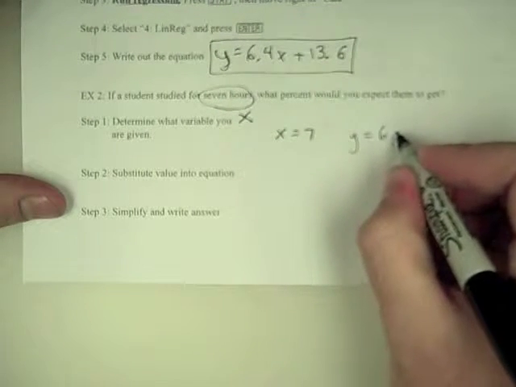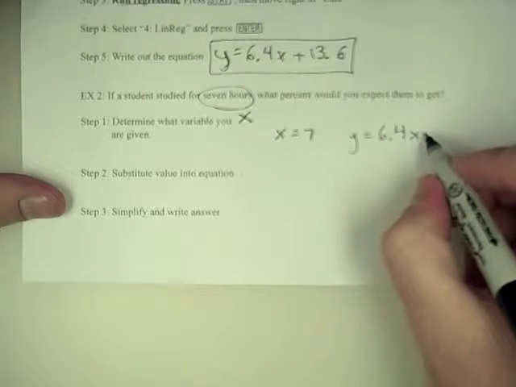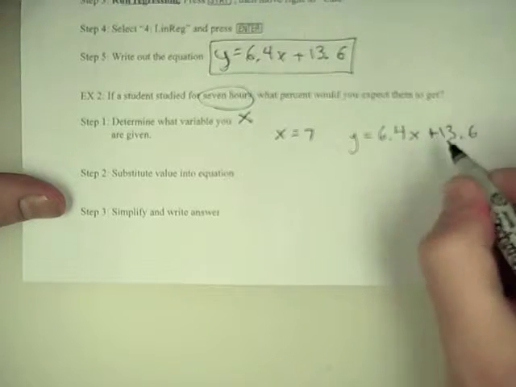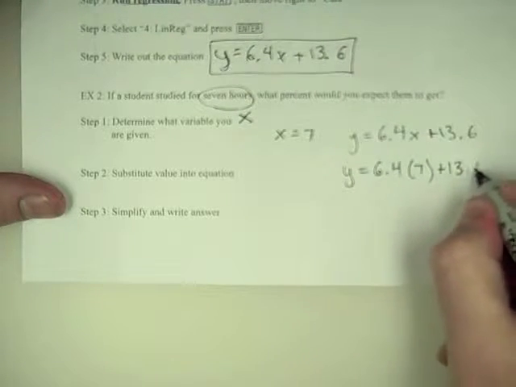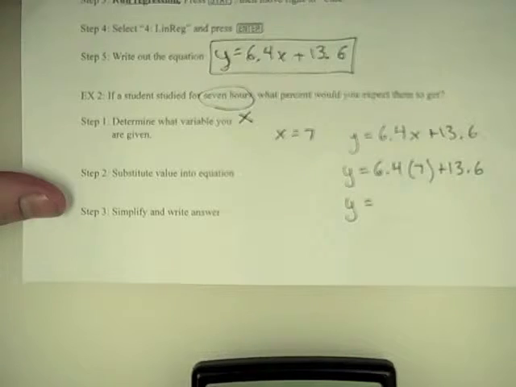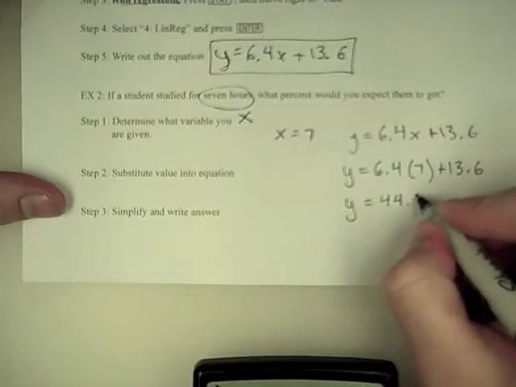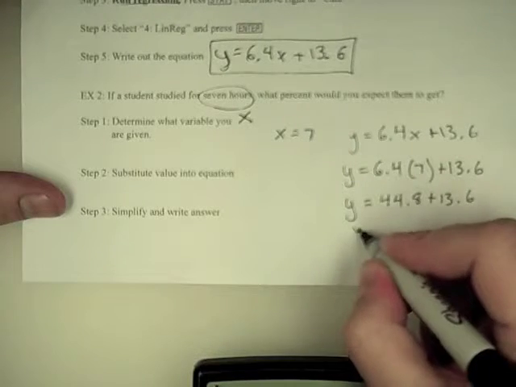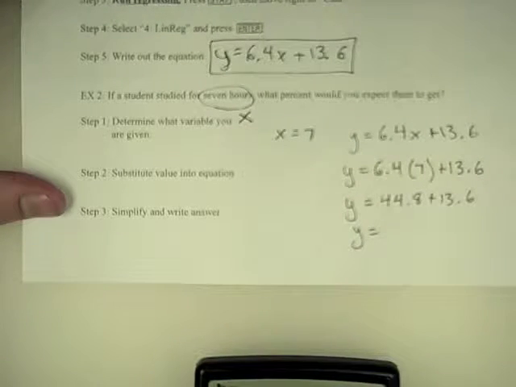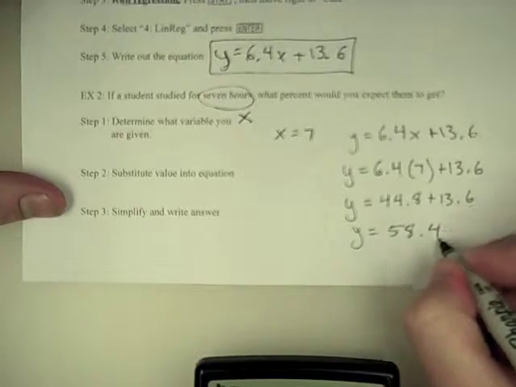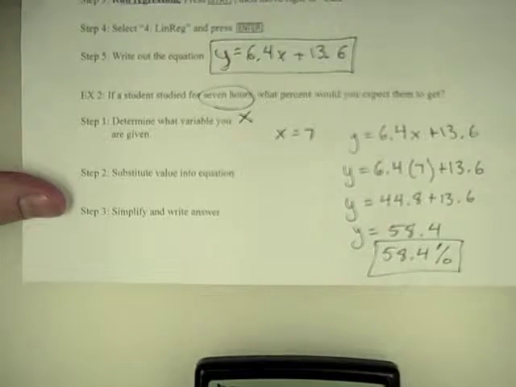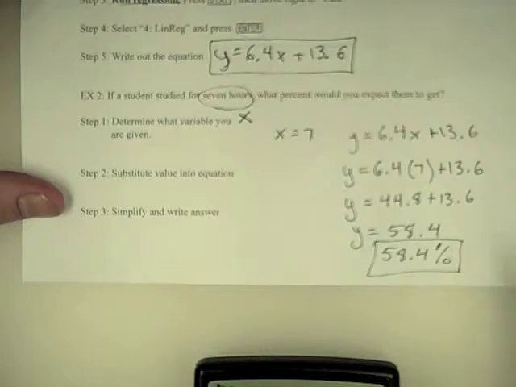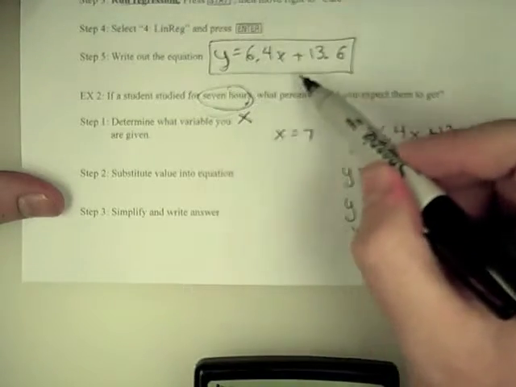Y equals 6.4x plus 13.6. That's a plus. So y equals 6.4 times 7 plus 13.6. Y equals 44.8 plus 13.6, which is 58.4. So 58.4% is what a student who studied for 7 hours could expect to receive. That's because I took my given variable and plugged it back into the equation.